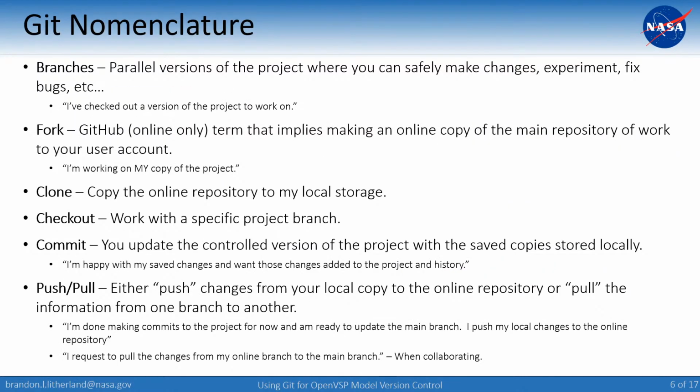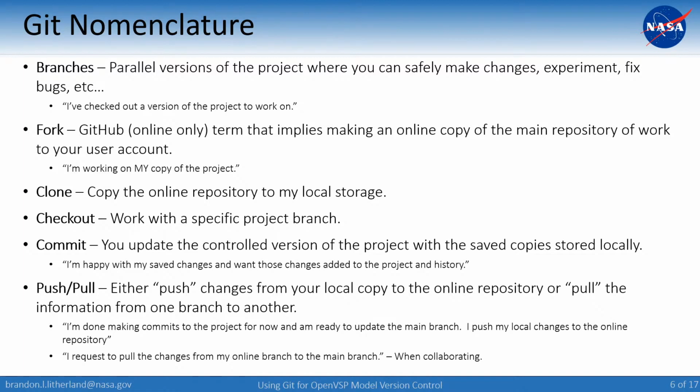So, a bit of nomenclature when we're just talking about things with Git. Branches are basically parallel versions of the project where you can safely make changes and experiment and fix bugs, doing things like that, without having any effect on the master copy of the project. So it's just, I've checked out a version of this to work on.